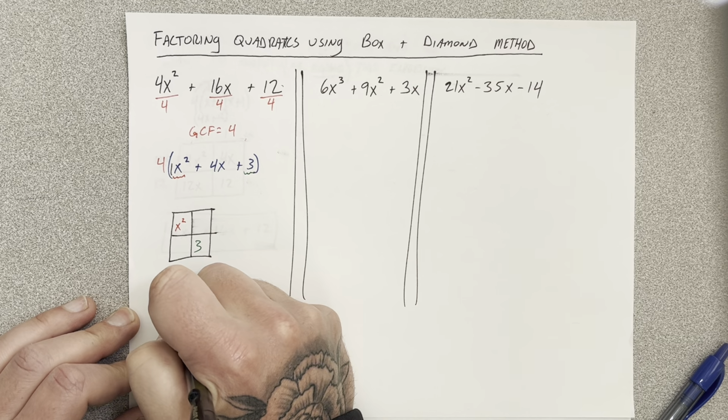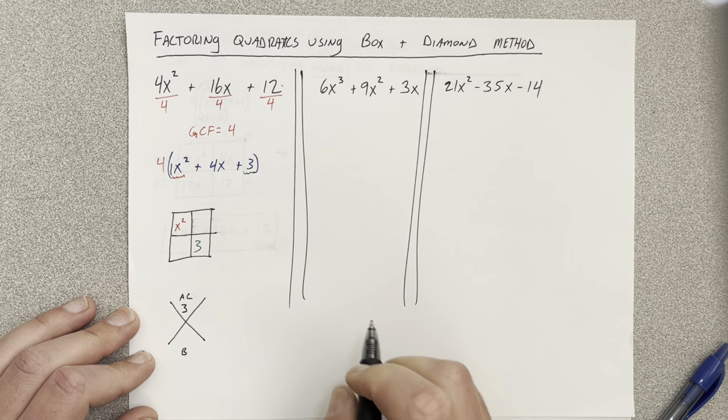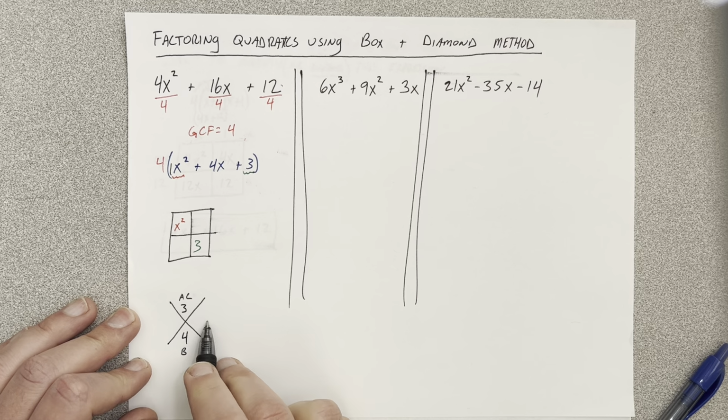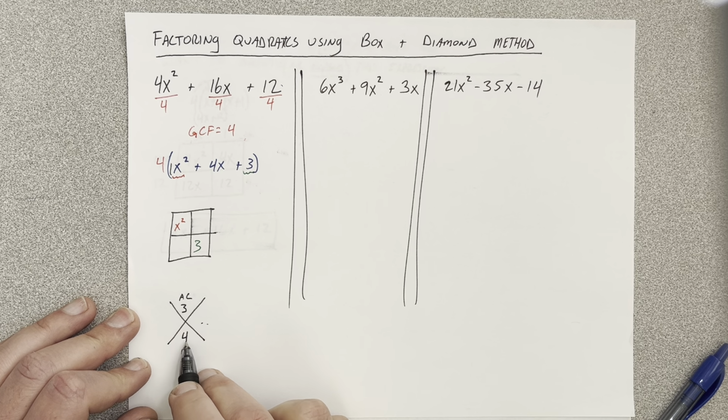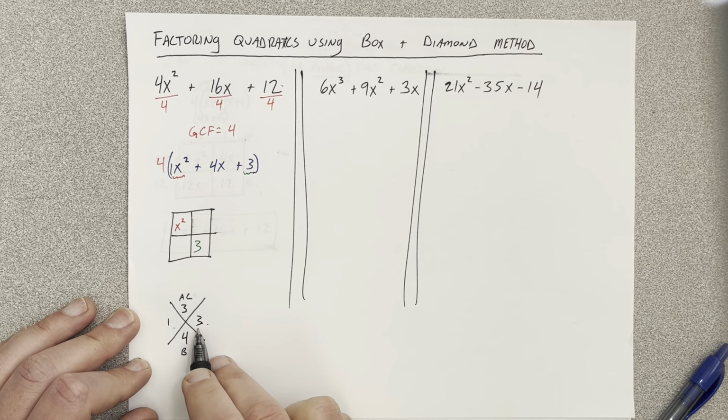1 times 3 is 3. In the bottom of our diamond, we put our b value. That's 4. Now our task is to solve this little puzzle by finding 2 numbers that multiply to 3 but add up to 4. You can check your factoring chart. I'm going to work pretty quickly here. It's 1 and 3. 1 times 3 makes 3. 1 plus 3 makes 4.